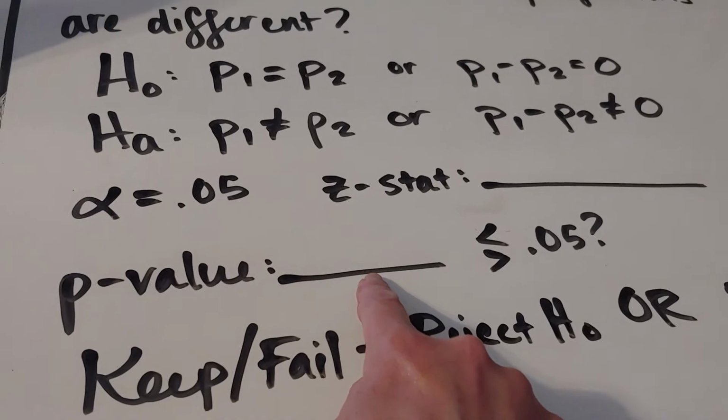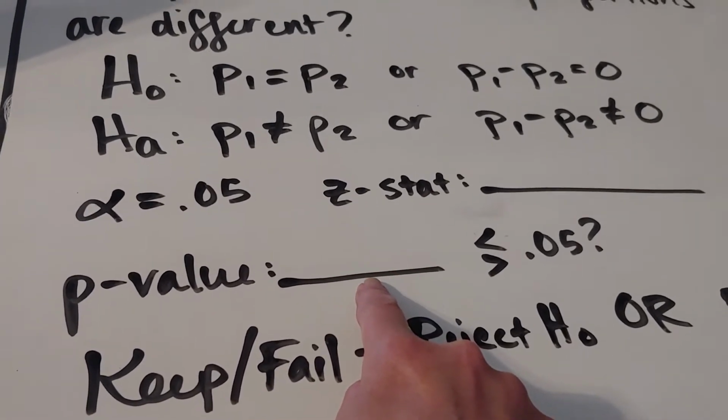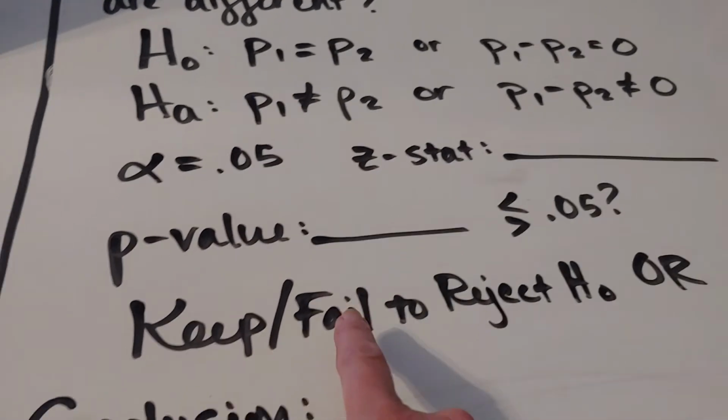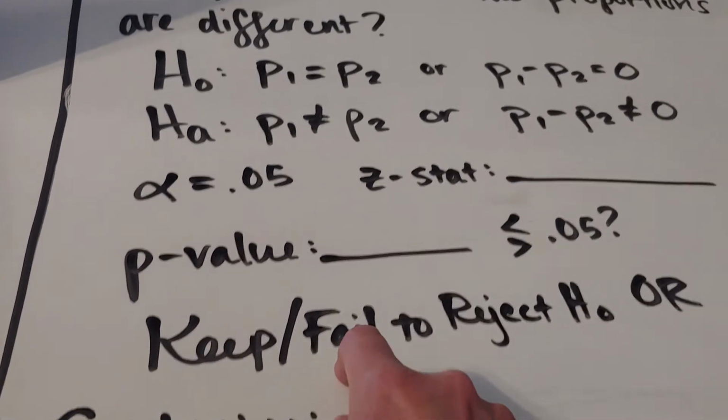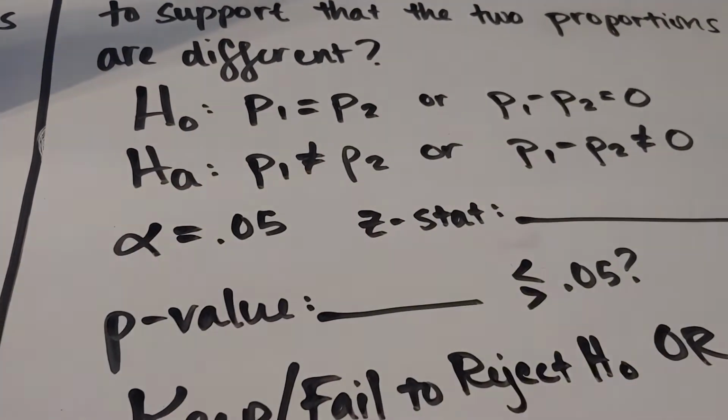If it's not a really small number, if it's not in the tail, it's saying that the two values are actually really close to each other. If that's the case, we would keep or fail to reject the null. We'd say that those two percentages are in fact statistically close enough to be considered the same. All right, so let's go ahead and go over to StatCrunch.